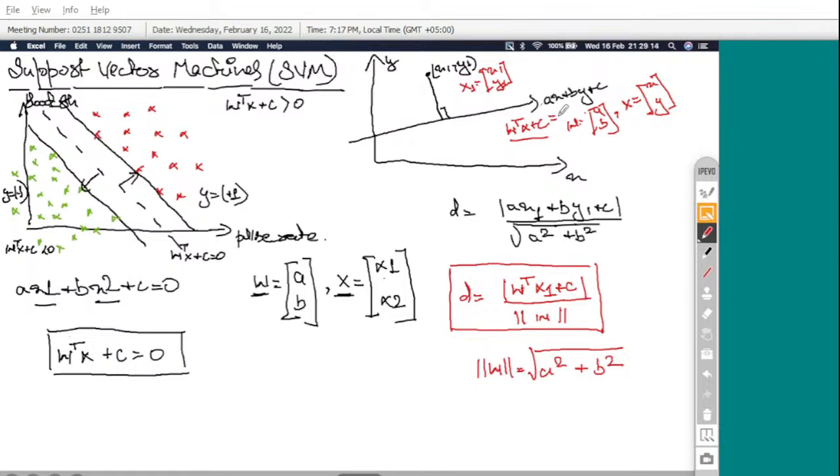Yes, that will also be 0 only. Okay, so if you are talking about this, w transpose x plus c will also be 0. Yes, that's true. So w transpose x plus c is also 0 here. We can also write it as w transpose x plus c equals 0. This will be 0. Okay? Clear? Perfect.